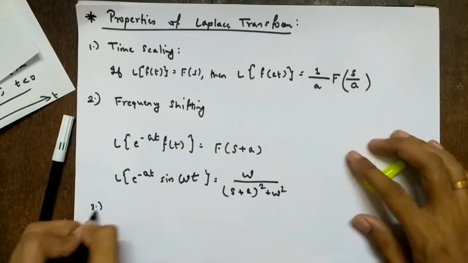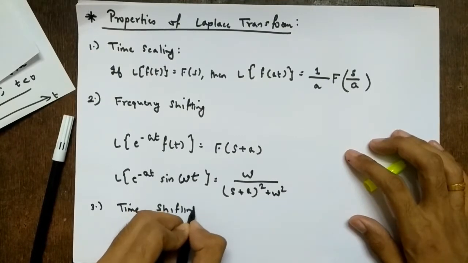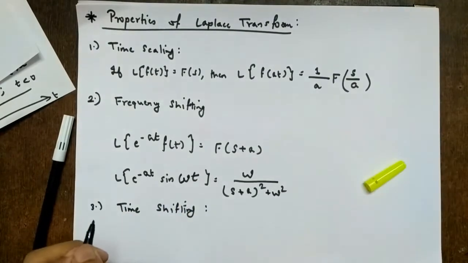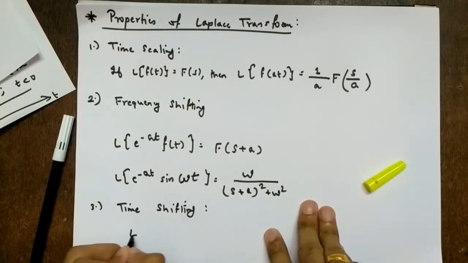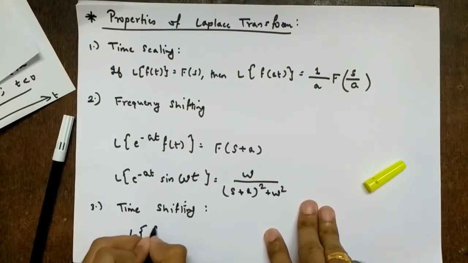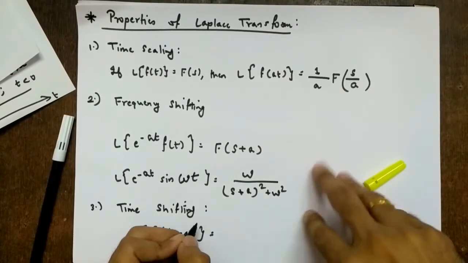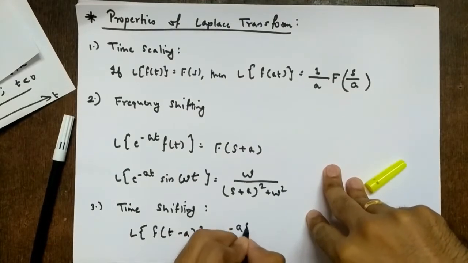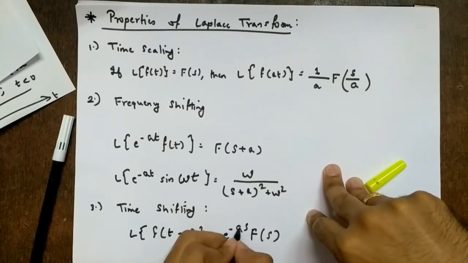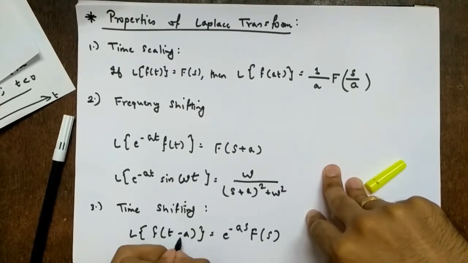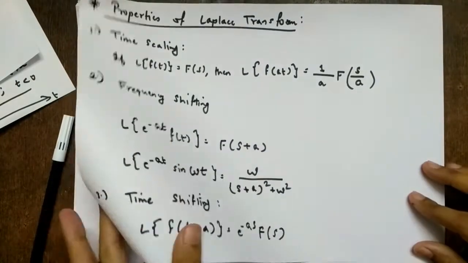Next, similar to frequency shifting, we have time shifting. Again, if the Laplace transform of f of t is F of s, then the Laplace transform of f of t minus a is e raised to minus as F of s. As I said, whenever it is delayed, you multiply by e raised to minus as. If this is plus, then this will be plus a. So this is time shifting.